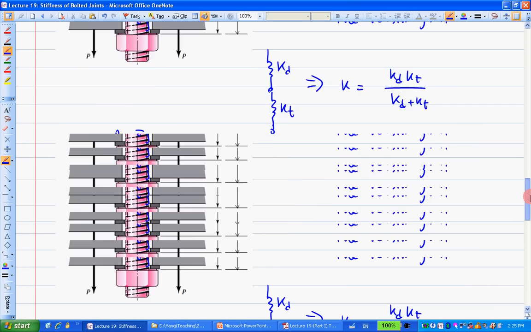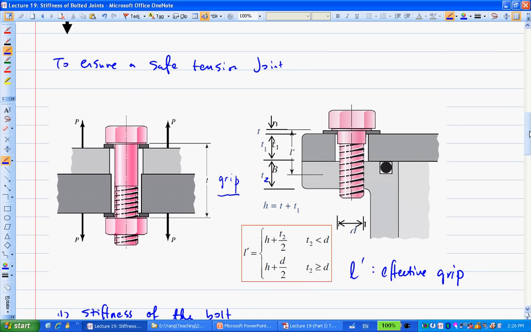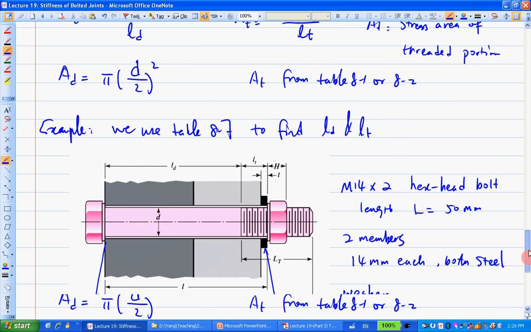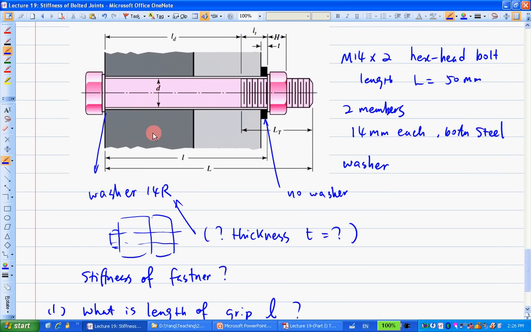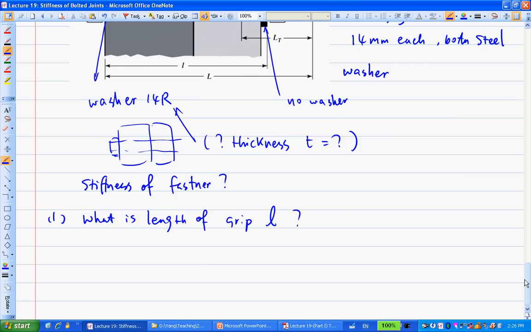What's the definition of grip? Grip is the total length of all the members being clamped. Let's look at this situation. How many members? There are three members: one, two, plus the washer here. We have the thickness of the two members, we just don't know the washer thickness. So what do we do? You look at the table in the handout, the last one, A-33. I'll just open the table.